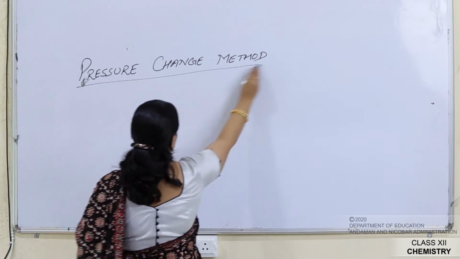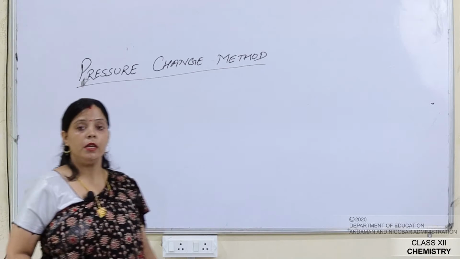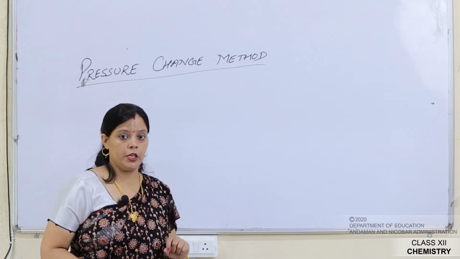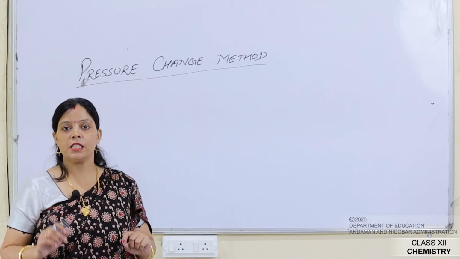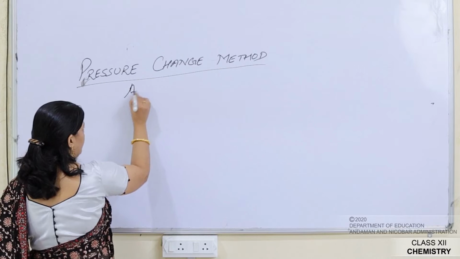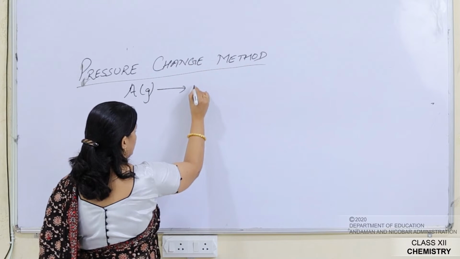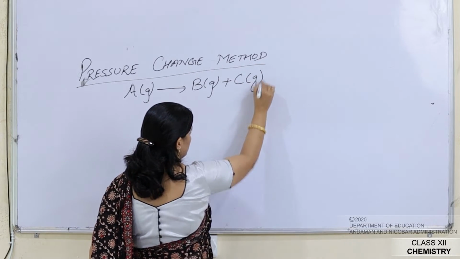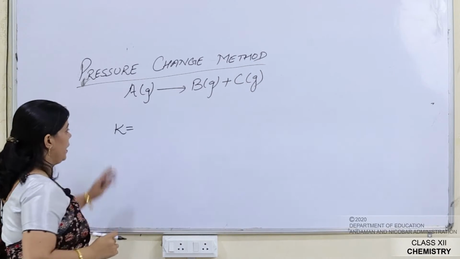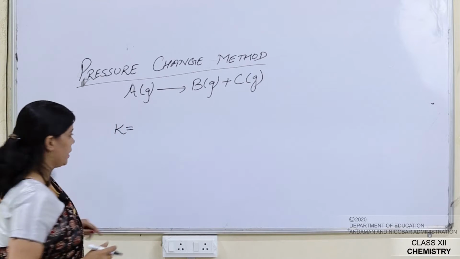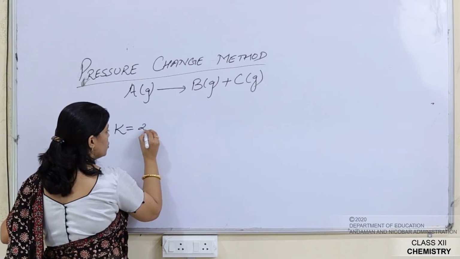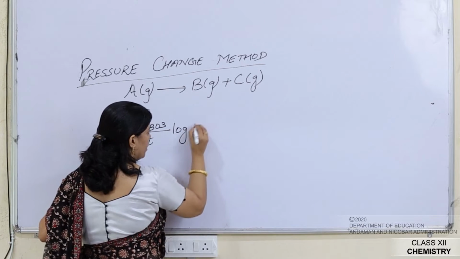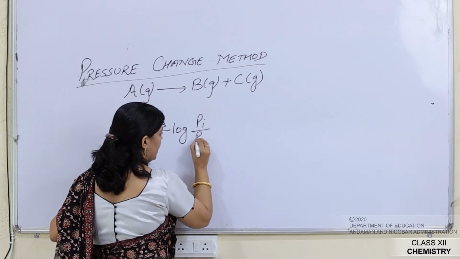By using the pressure change method, we can calculate the value of the rate constant for a gaseous first order reaction. First we take a typical gaseous first order reaction: A, the reactant, is a gas. On reacting, it gives the products B and C, which are also gaseous components. The integrated rate equation for this reaction can be written as k = 2.303/t log Pi/Pa.